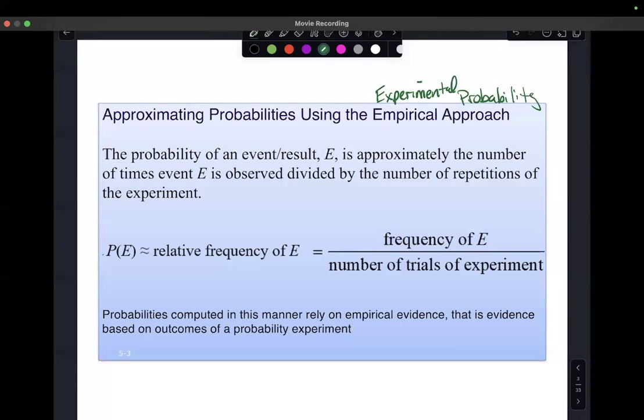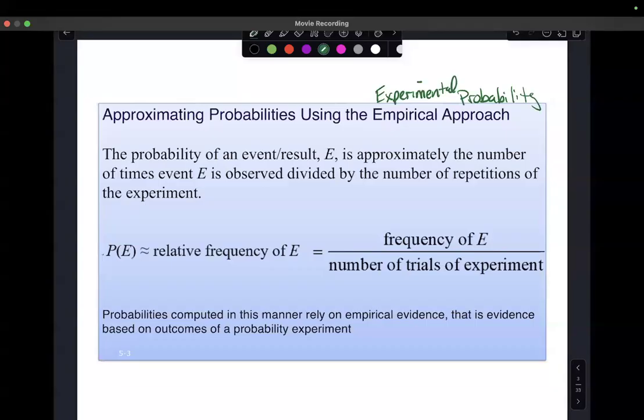And experimental means you are actually throwing the dice. You're actually flipping the coins. You are actually pulling cards out of a deck of cards. You are doing the experiment. You are running the trials. So you'd be experimenting and you would do a whole lot of different repetitions in order to get what that probability would be.